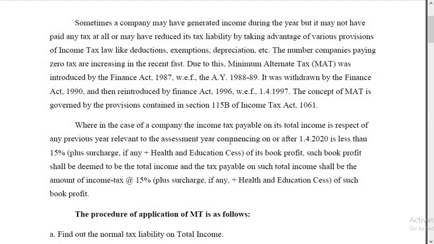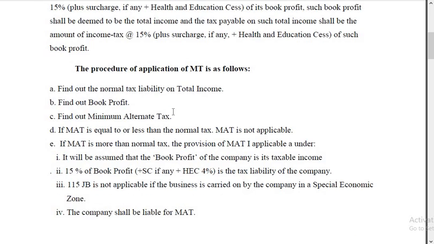So here the principle is that the tax liability of a company where MAT is applicable is tax on total income or tax on book profit, whichever is high. So that is the formula where MAT is applicable. Now let us look into the specifics of these MAT provisions. So what is the procedure for application of MAT? It should be MAT, M-A-T, minimum alternate tax.